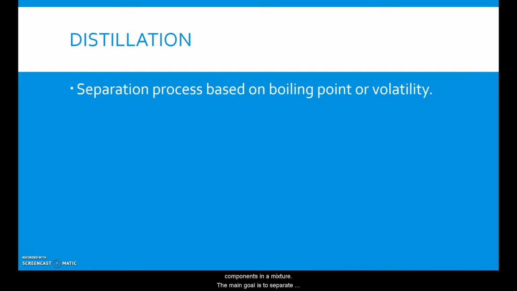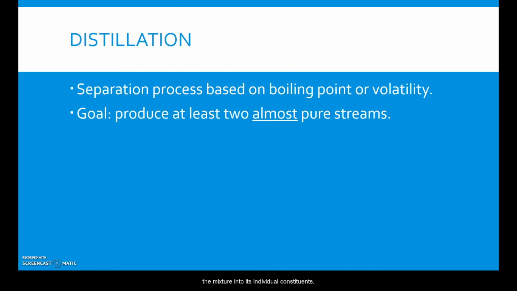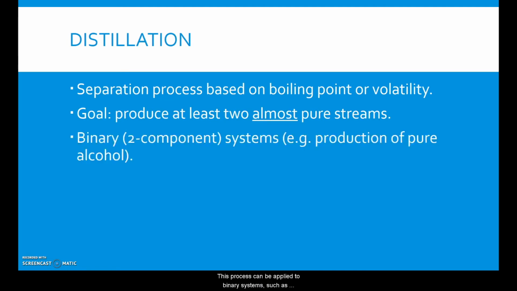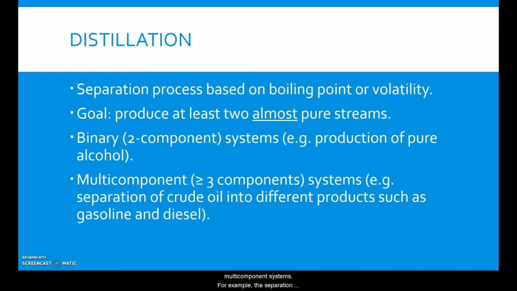The main goal is to separate the mixture into its individual constituents. This process can be applied to binary systems, such as separation of ethanol from water, as well as for multi-component systems. For example, the separation of gasoline or diesel from crude oil is accomplished through distillation.